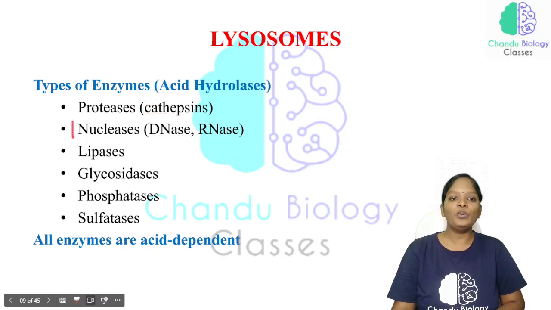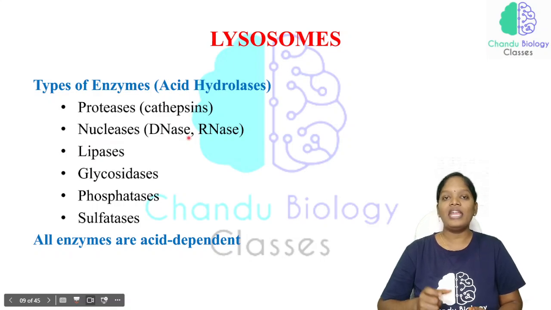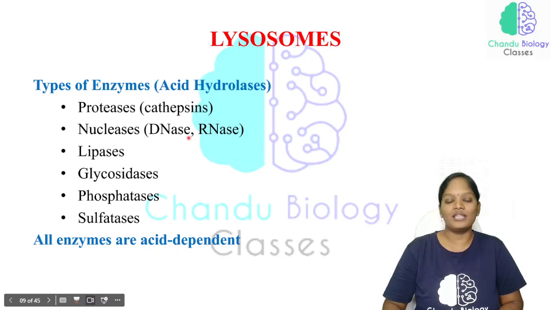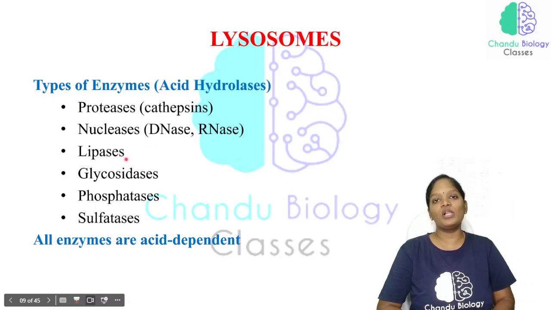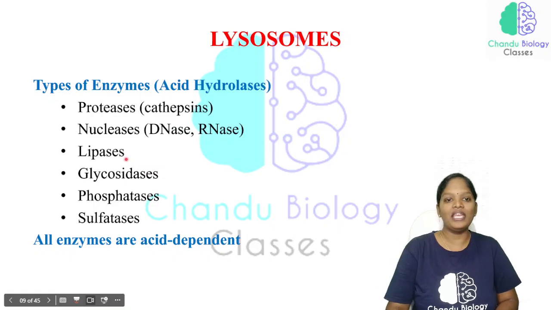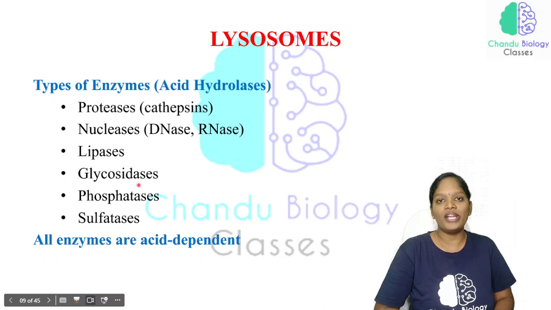Right. Now nucleases. The enzyme which destroys nucleic acid is a nuclease. We have two nucleic acids, DNA and RNA. An enzyme which breaks DNA is DNase, an enzyme which breaks RNA is RNase. So that is why we categorize them under the nucleases. Now lipases, these are enzymes involved in breaking lipids. And glycosidases, these enzymes are involved in breaking carbohydrates, that is sugar.